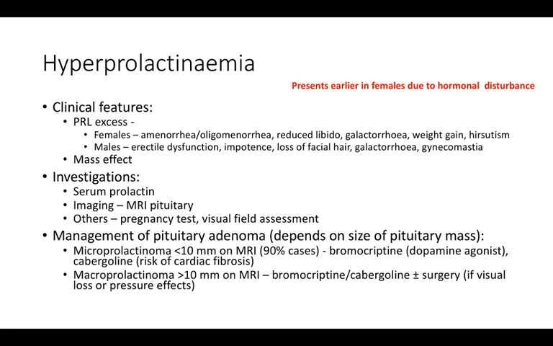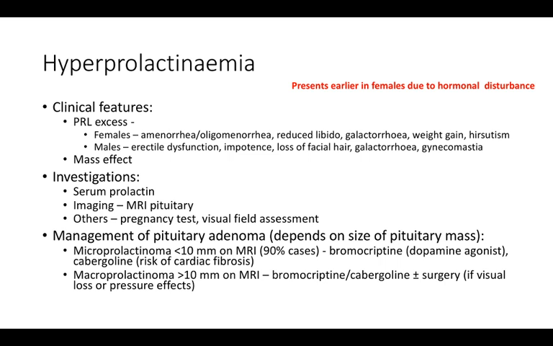So features of hyperprolactinemia in females include menstrual irregularities, reduced libido and galactorrhea, weight gain and hirsutism. In males, erectile dysfunction, impotence, loss of facial hair, galactorrhea and gynecomastia may occur. And in general, due to menstrual irregularities presenting quite early, the diagnosis of hyperprolactinemia is usually made more rapidly in females.